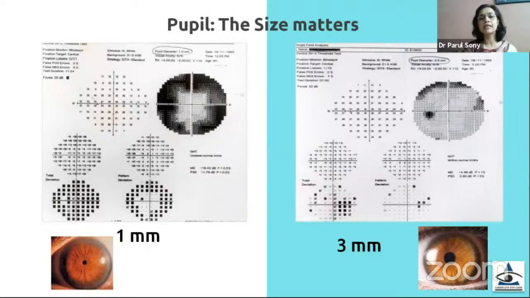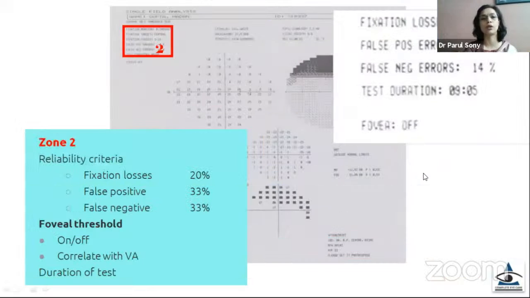The pupillary size is again very important. If patients are on pilocarpine or have senile miosis, and the pupil is 1 millimeter or smaller in size, you can have an artificial field defect, which can look something like a rim artifact. So when you do the test by dilating the pupil, the field defect disappears. So pupillary size is very important.